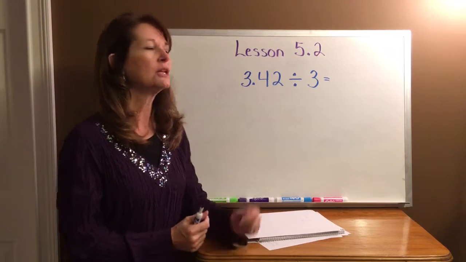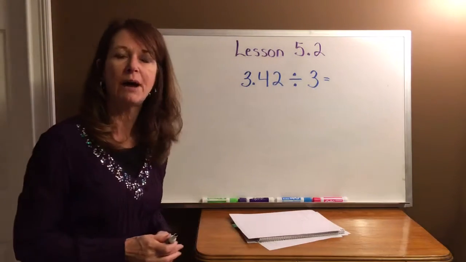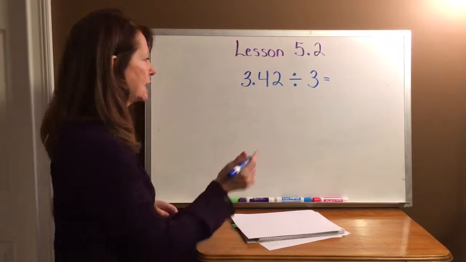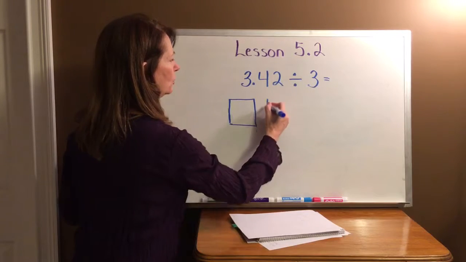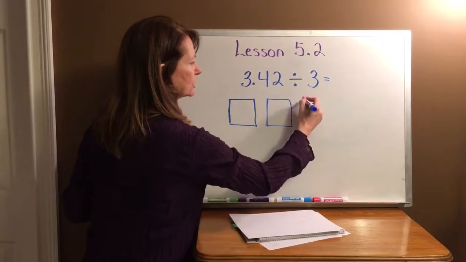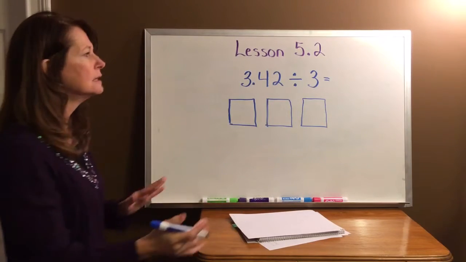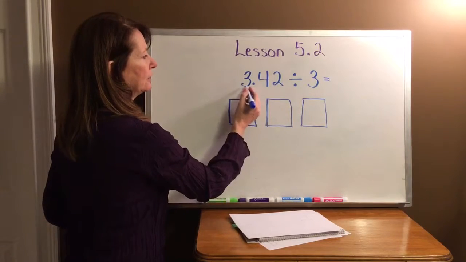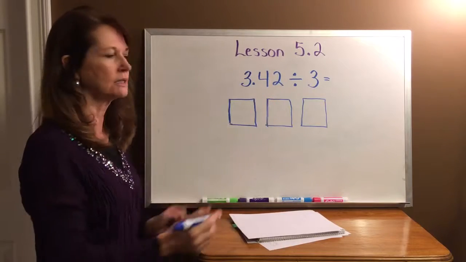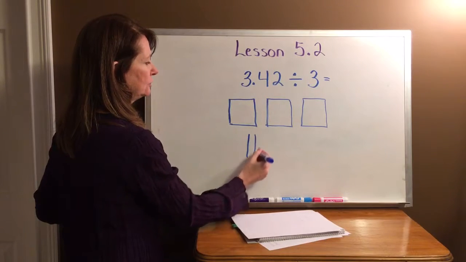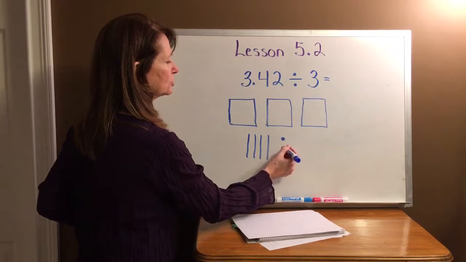So we're going to start with this problem, 3 and 42 hundredths divided by the whole number 3. Here's what it looks like. We have our 3 wholes. If you were working with base 10 blocks, it would look something like this. So we have our 3 wholes right here, and now we need 4 tenths and 2 hundredths. So 1, 2, 3, 4 tenths and 2 hundredths.